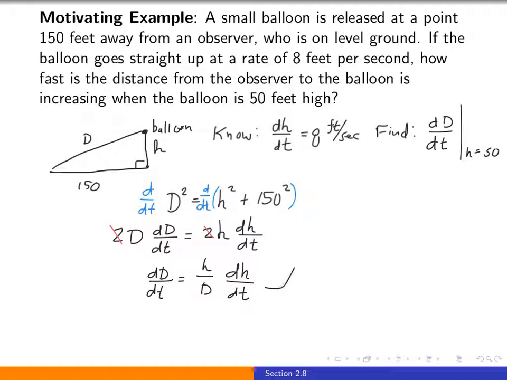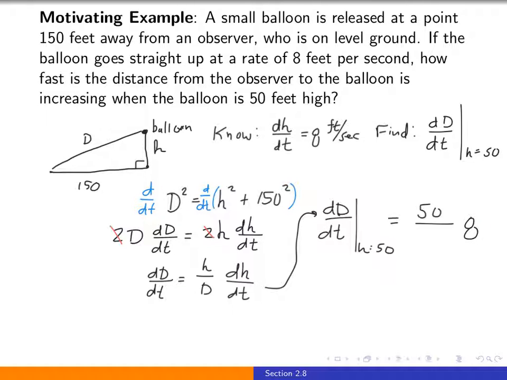And what we would like to know is specifically what is the value of this rate of change when h is equal to 50. And if I think about plugging in, well, I can plug in directly h equals 50. We know from the given information that dh/dt is 8 feet per second. So I can multiply this by 8, where the dh/dt is.